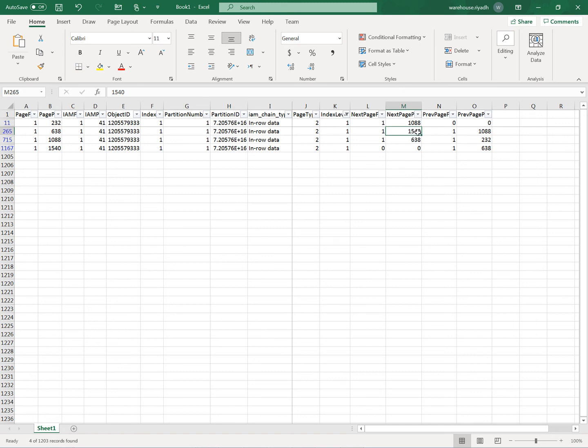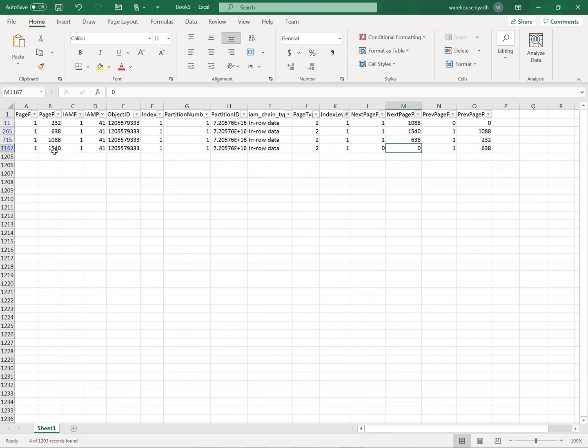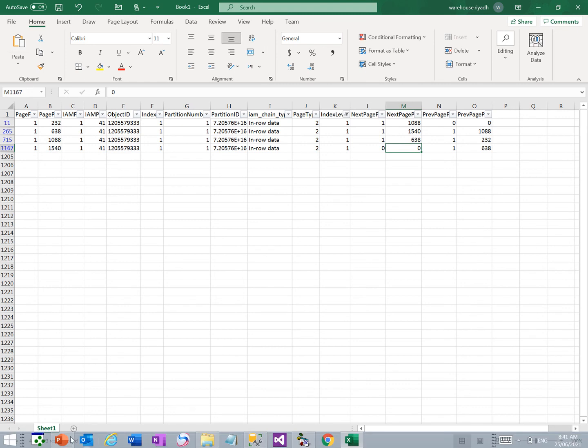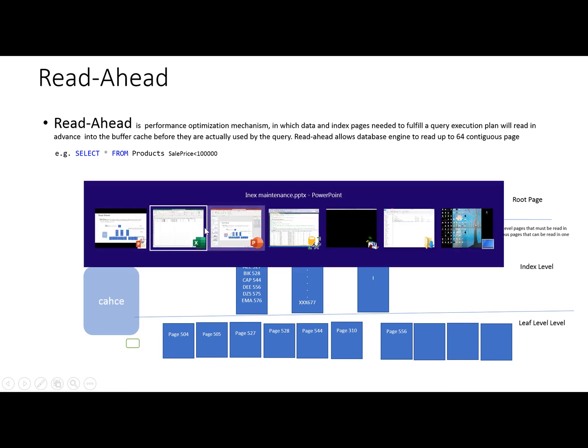Then the storage engine will go to 1540 and read this page into the memory, and when it has read all the records from this page, the storage engine will go to the header of this page to check what the next page is. There is no next page, so the storage engine will know that there are no more index pages at this level. At this intermediate level there are no more index pages.